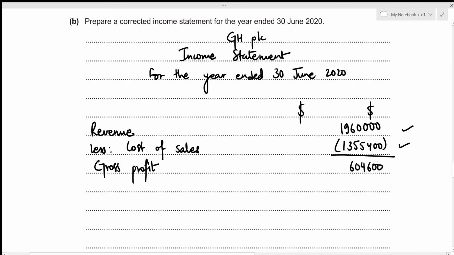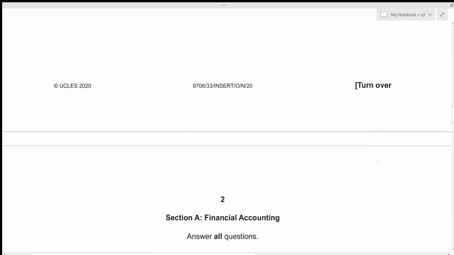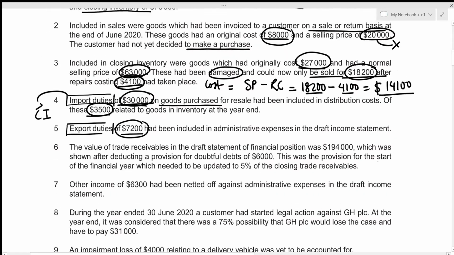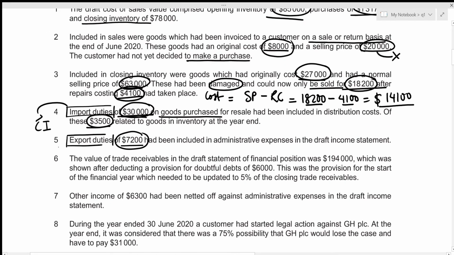Okay, after gross profit, the first thing we need to do is add all of our other incomes. So let's have a look at our information. Till the fifth piece of information, there were no incomes, right? So we can look towards the sixth one.